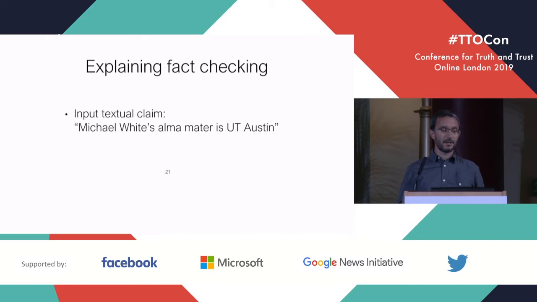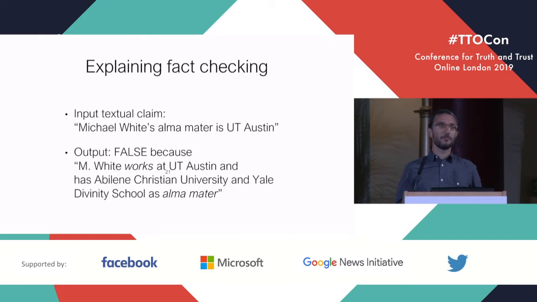For example, if I have a textual claim stating that this guy, Michael White, got a degree from UT Austin, it is harder to check, and our system will use multiple small pieces of evidence to say that it's false. Specifically, our system believes that it's false because he already works for UT Austin, and in academia, especially in North America, if you are working in a place, it's unlikely that you got your degree there. Also, he already has 2 degrees from 2 other universities, and usually people don't get so many degrees.